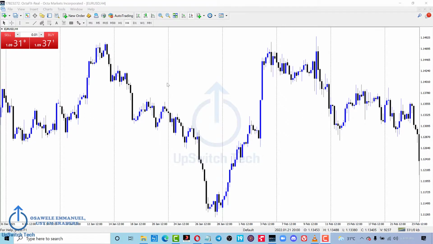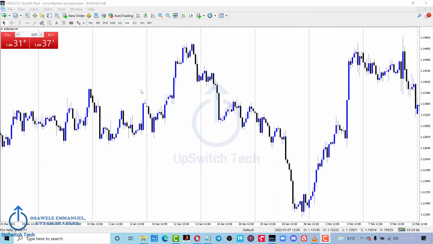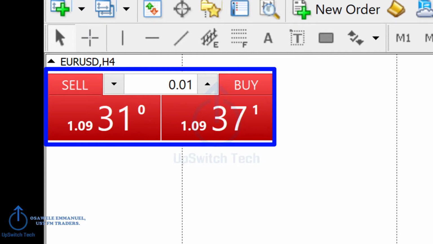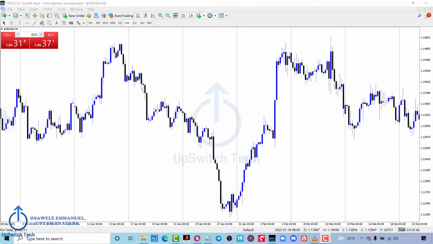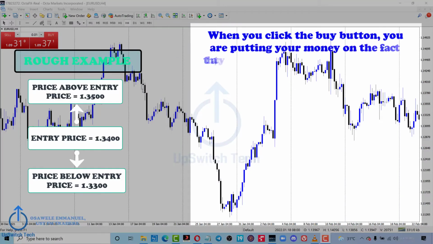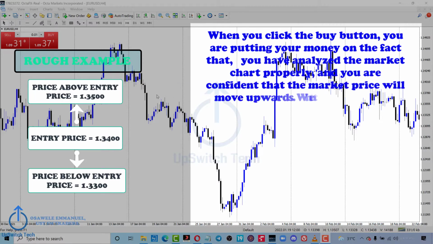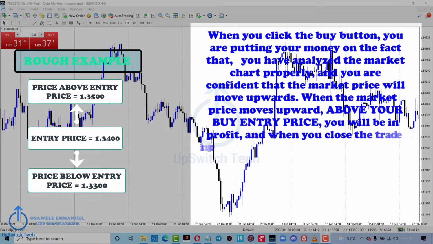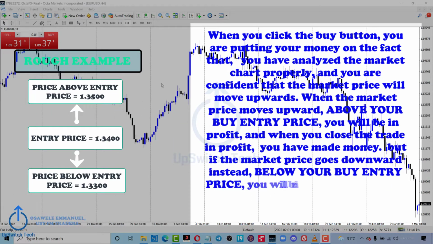Basically, trading the Forex market is buying and selling, like your everyday physical activities. Only, in the Forex market, you don't need to leave your home, all you have to do is click your buy or sell button. When you click the buy button, you are putting your money on the fact that you have analyzed the market chart properly, and you are confident that the market price will move upwards. When the market price moves upward, above your buy entry price, you will be in profit, and when you close the trade in profit, you have made money.